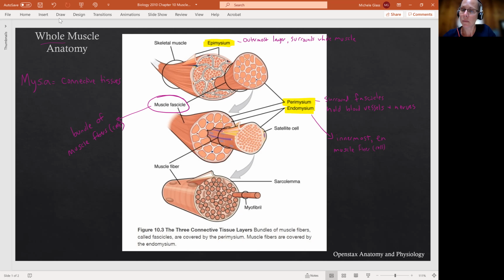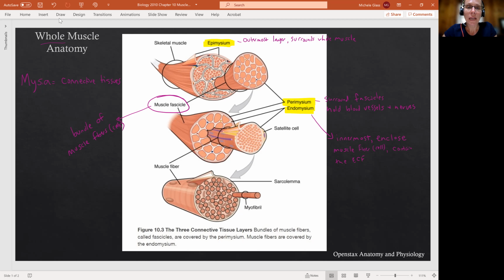So the endomysium is the innermost. It's enclosing the muscle fiber, which tells us muscle cell. And it's going to actually contain the ECF, which remember means extracellular fluid. So you're going to have extracellular fluid in between the endomysium and the actual muscle fiber, actual muscle cell.